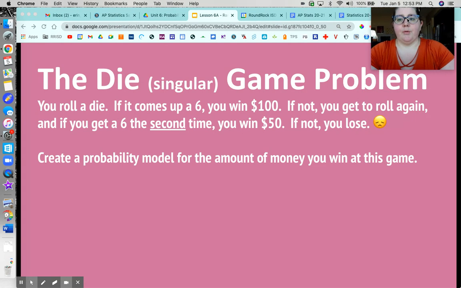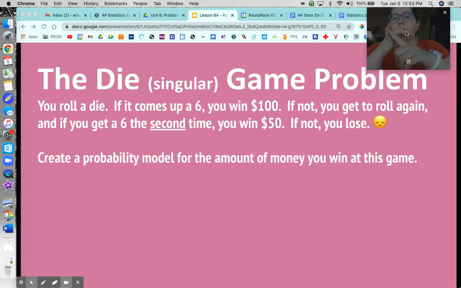For our last example, we're going to create a probability model or a random variable and then talk about mean and standard deviation. So let's say we roll a die. This is a game. If it comes up 6, we win $100. That seems nice. But if not, I get to roll one more time. And if I get a 6 the second time I roll, I win $50. And if I don't get a 6 the second time, I lose. I'm done. No more rolling dice. I win $0.